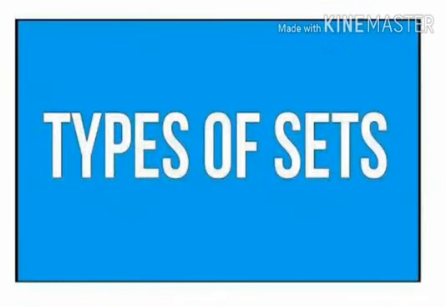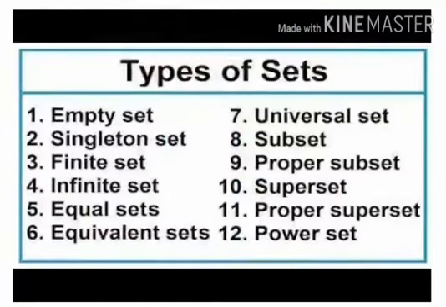Next we can see types of sets. There are 12 types of sets: empty set, singleton set, finite set, infinite set, equal sets, equivalent sets, universal set, subset, proper subset, superset, proper superset, power set.